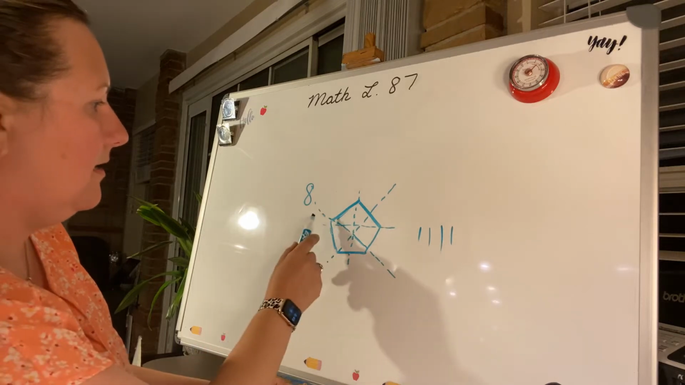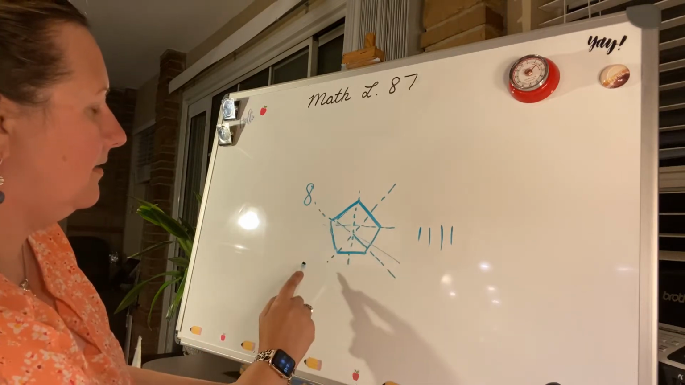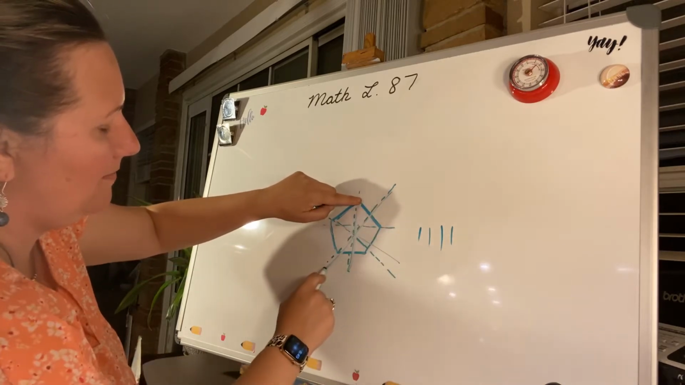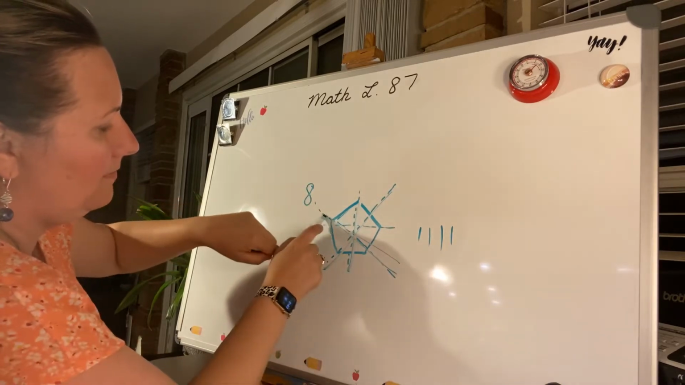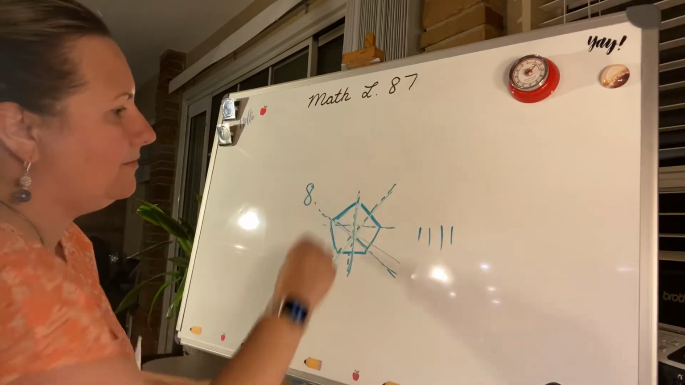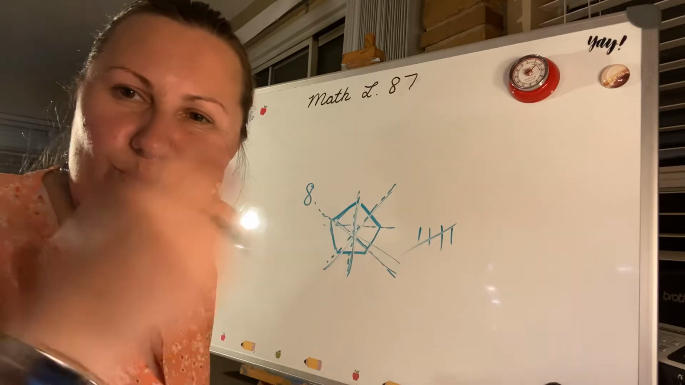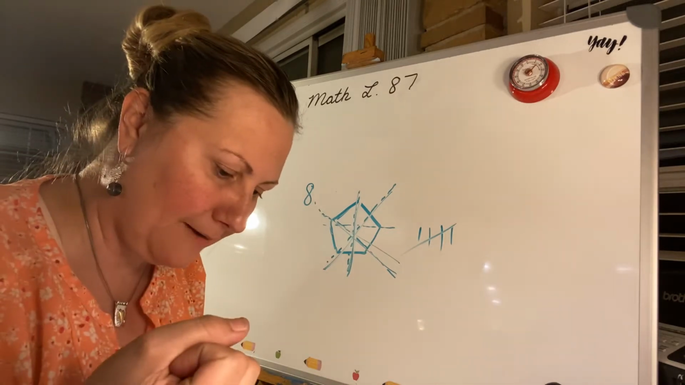Let's see. This way. There's 1. This way makes 2. This way makes 3. This way makes 4. And this way makes 5. So since it's 5-sided, you can make 5 lines of symmetry.